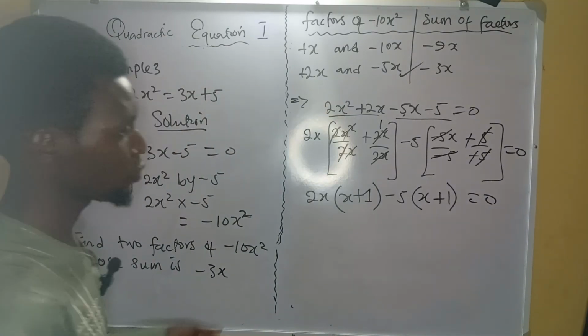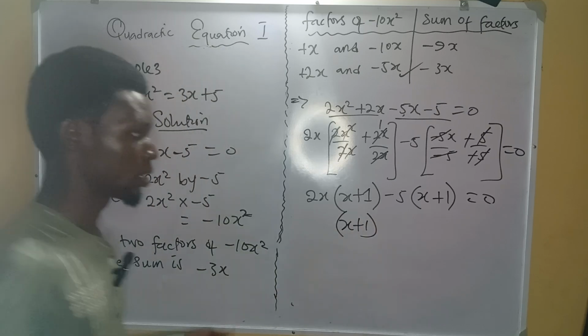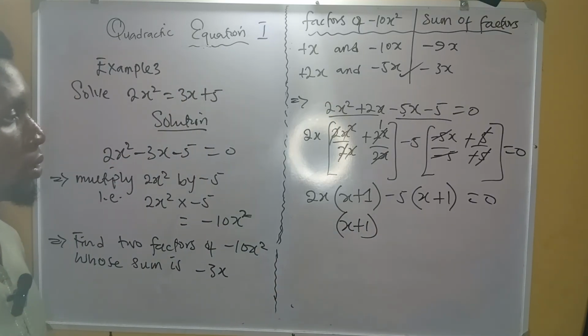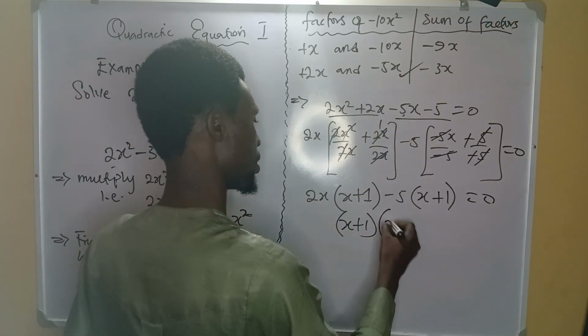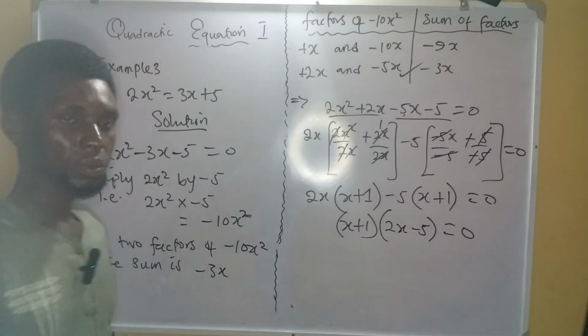Since the bracket is the same, what you have is x plus 1, 2x minus 5 equals 0.